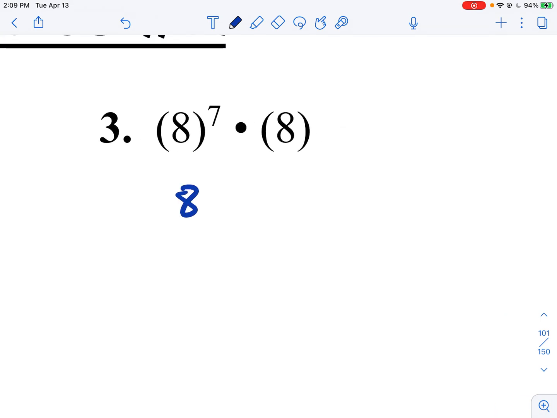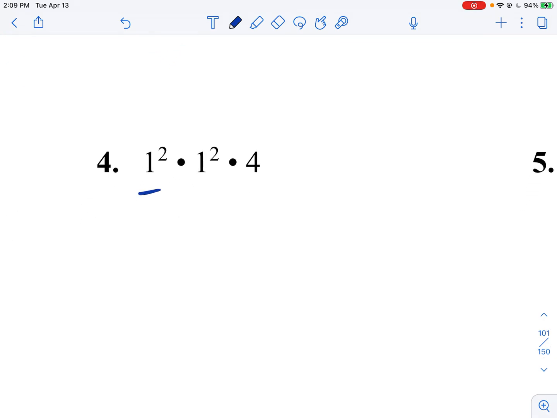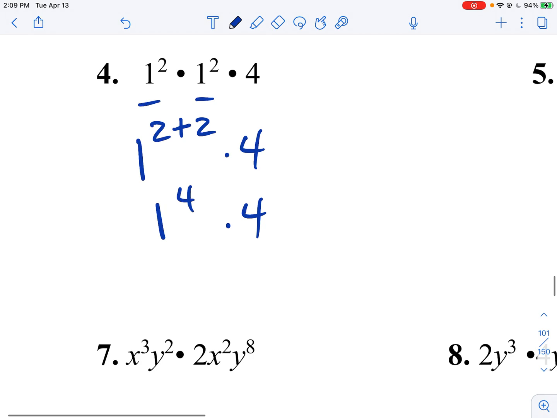Over here, 8. Now these are both positive, so you really don't need the parentheses because this is positive. There isn't a 1 there, so 7 plus 1 gets 8 to the 8th power. This one, these are like bases. 1 to the 2 plus 2 times 4. 1 to the 4th power. Well guys, 1 times 1 times 1 is 1. So this just comes out to be 4.